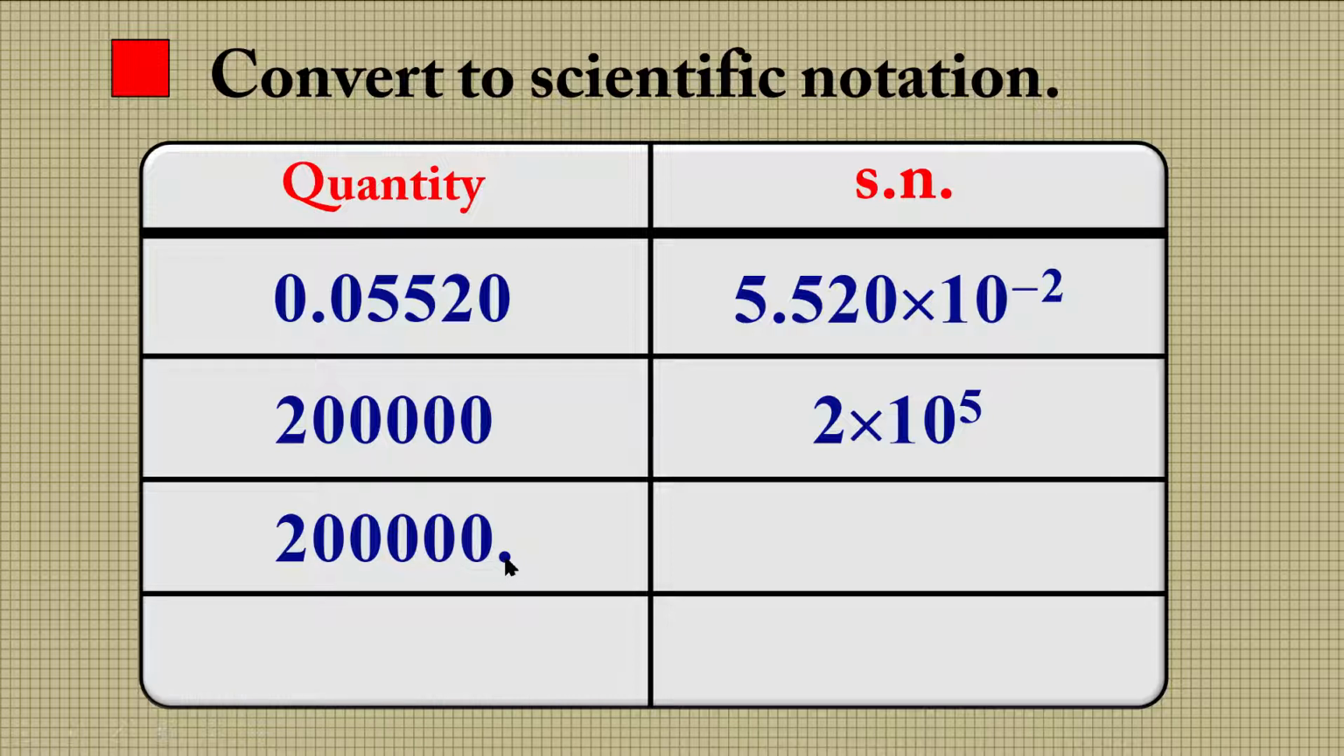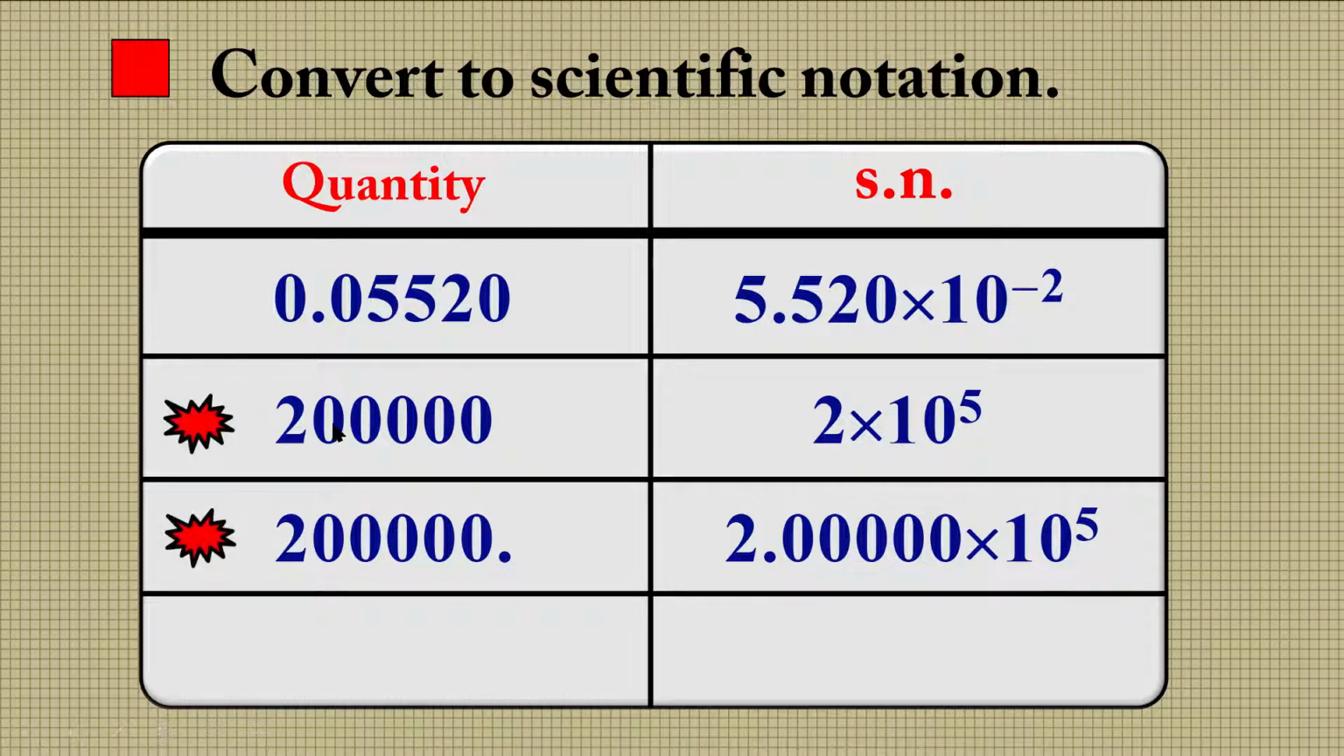A very similar example could be 200,000 with a decimal point. As you see, all the trailing zeros in this case are regarded as significant ones. So it has 6 significant figures, 1, 2, 3, 4, 5, and 6. So I will keep the whole number like this, 2.00000 times 10 to 5. Pay attention to the similarities and differences between these two examples.